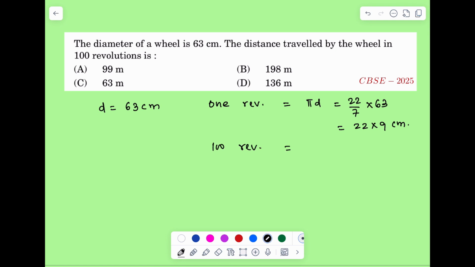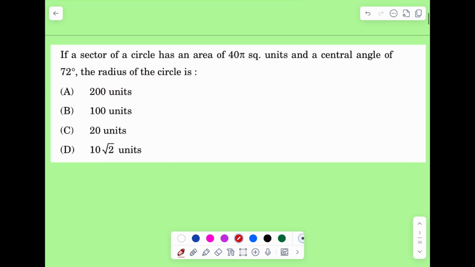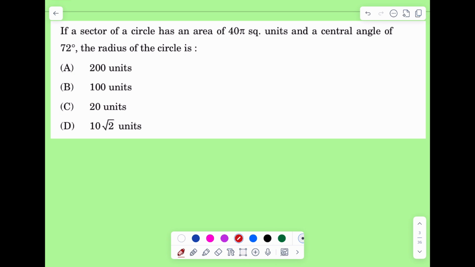And for 100 revolutions, it will be equal to 22 into 9 into 100 centimeter, which will be 198 into 100 centimeter, or that is the same as 198 meter. The correct option is B, 198 meter.